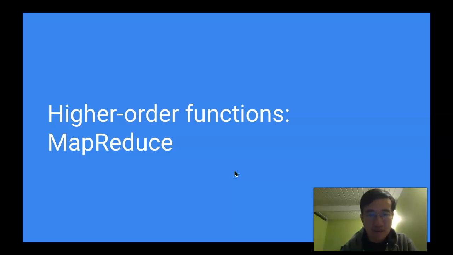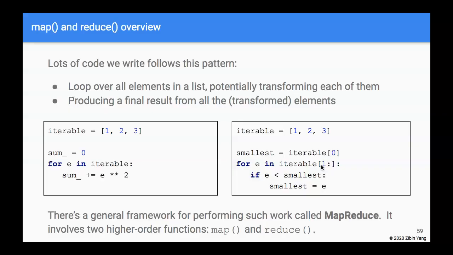Hi, we're going to talk about another pair of very common and very useful higher order functions. They're map and reduce. To motivate the topic, we make the observation that lots of the code we write follows a particular pattern. First, given a list, we iterate over all the elements in the list, potentially transforming each one of them. And then secondly, after the iteration, we produce some sort of final result from all these potentially transformed elements.